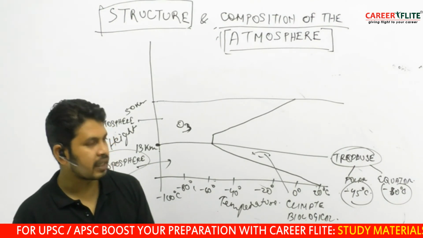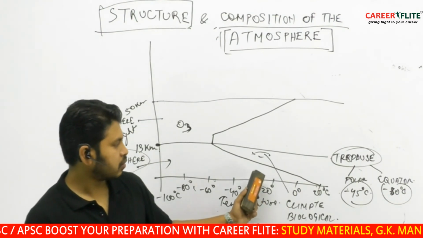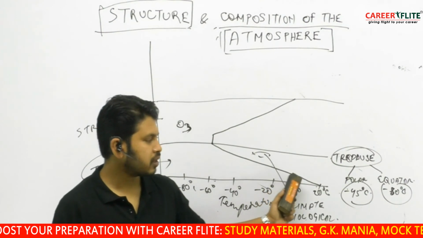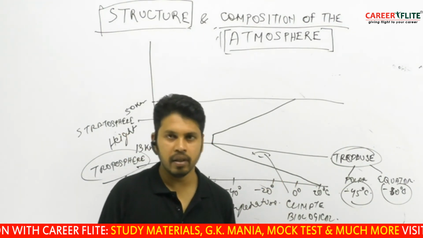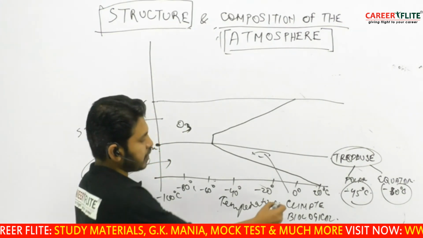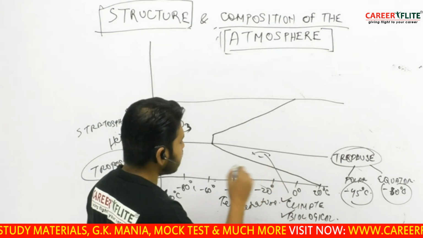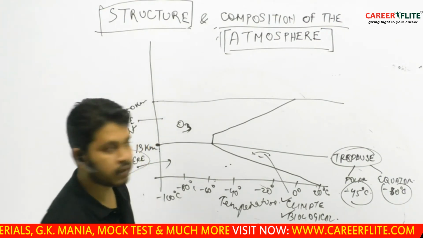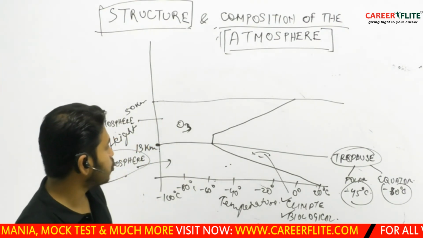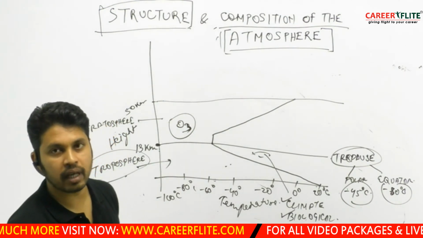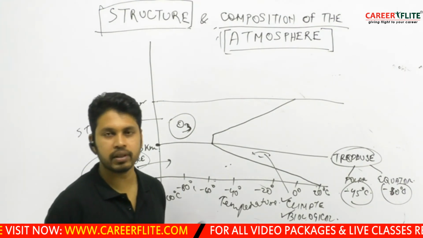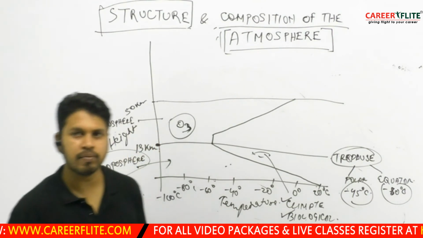Next, biological activity. Since the lithosphere, atmosphere, and hydrosphere are all available in this zone, you can find lots of biological organisms here. So you can find climatic changes and biological activity in the troposphere. That's why this zone is very important for us. The next is ozone. In the stratosphere we can find ozone, which is helpful for us. We have discussed before the importance of ozone: ozone protects us from harmful UV radiation.